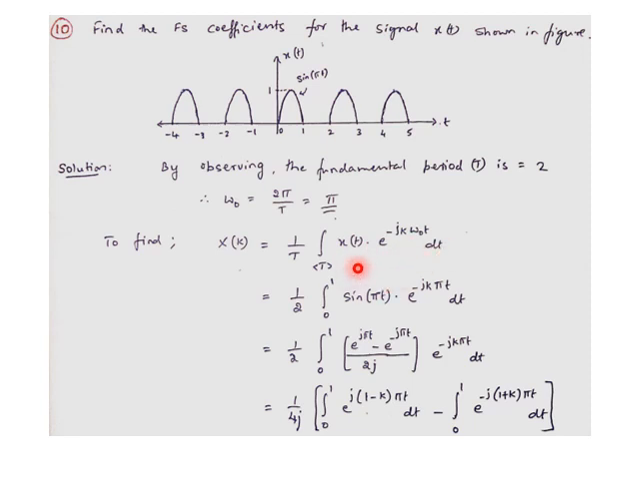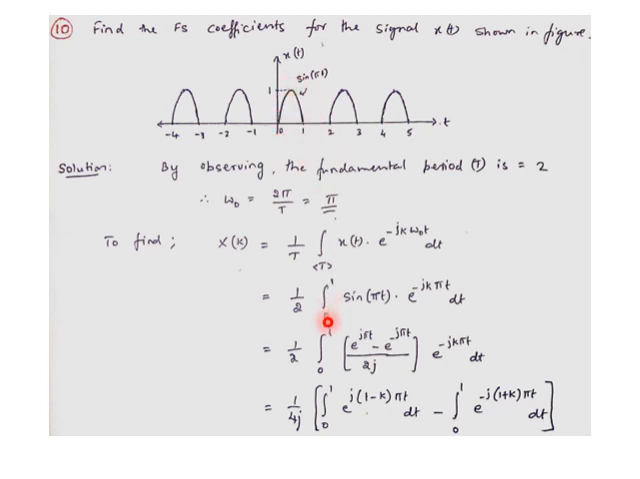Substituting into the standard equation, T we know is 2, so 1 by 2 integration. The signal is repeated from 0 to 2 as one fundamental period, so the integration limit should be 0 to 2, but I have taken directly 0 to 1 because the value exists only in 0 to 1. From 1 to 2 there is no value, so we could add integration 1 to 2, but x of t is 0 there, so the integration of 0 is 0 itself, and we need not consider it. So only 0 to 1 is enough.